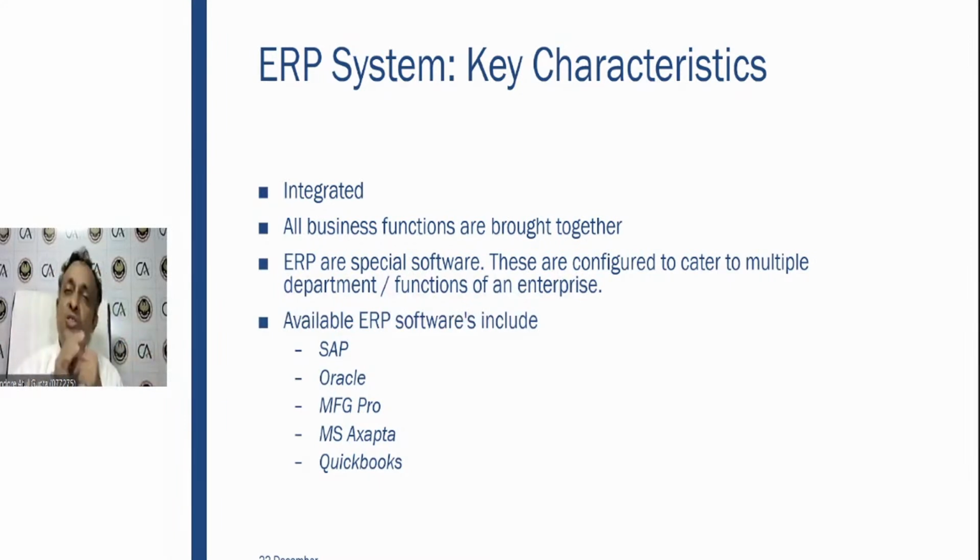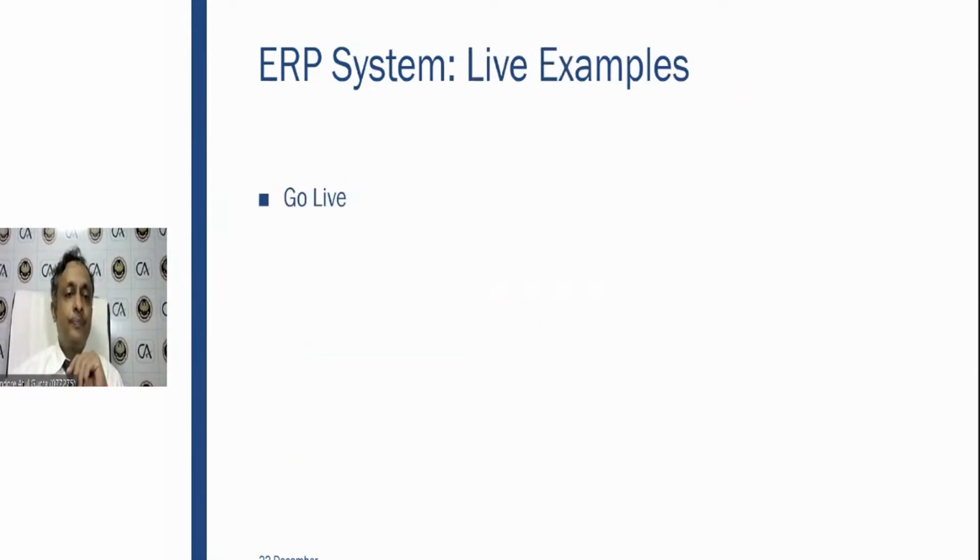Our banks, generally our public sector banks, use Finacle. So that is called a banking ERP. It's an enterprise resource planning software, but specially created for whom? Banks. So we are going to read more in chapter 5 as we go ahead. So what are an ERP's key characteristics? It's integrated. It brings all business functions together. It's a special category of software. These are configured to cater to multiple department functions of an enterprise, and available ERP software include these examples.